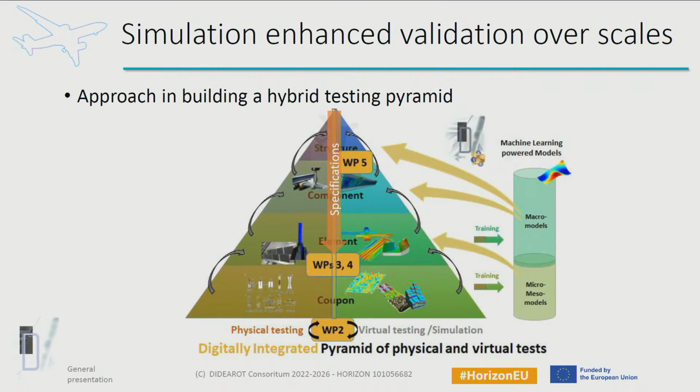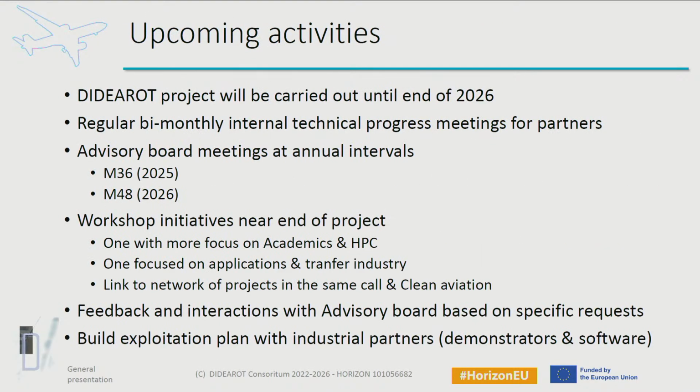So that, let's say, gives a quick overview of what's being done in the project. As I said, we're halfway, so we're still working and generating data. But further on, we want to work on the building of the hybrid testing pyramid, and feed, both for manufacturing and for testing, the micro scale towards the macro scale simulations. So just an idea of what's coming up.